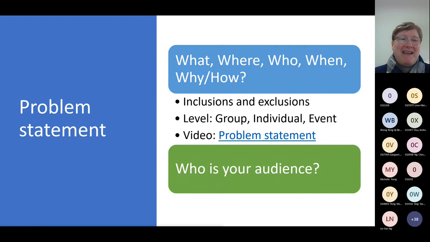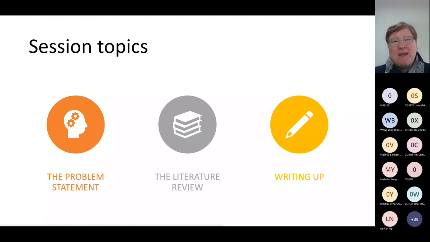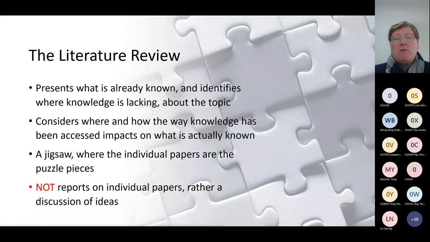Okay, so that's the problem statement, the statement of what it is you're doing research on, why it's important, and why it's important to do it now. The next thing you need to look at is the literature review. Now, the literature review is essentially what we already know. So it helps you identify the knowledge that exists, but you should also be reading it as a way of identifying where knowledge is lacking. So your research gap or your research opportunity.